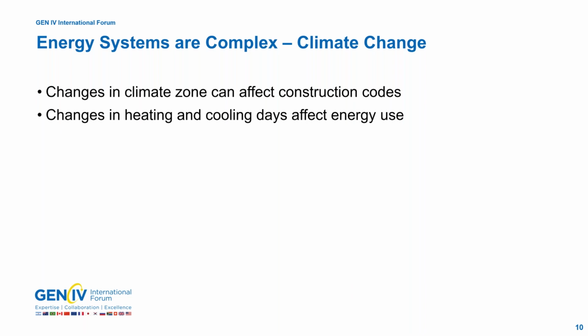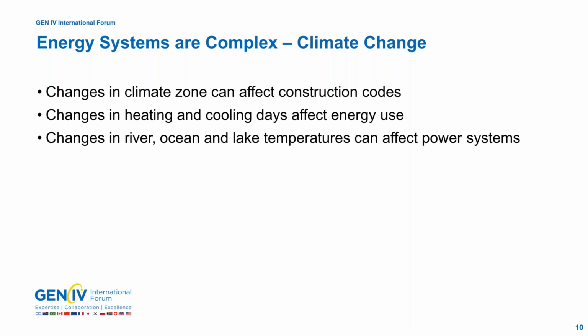But there are other effects that you have to worry about. In particular, the temperatures of rivers, oceans, and lakes. These can affect power systems if you use these as cooling sources for a power plant. In particular, with nuclear power plants, they're very often licensed only to operate within certain ranges for the temperature of their cooling bodies. So it can't go above certain thresholds. And if it does, you have to power down, or in some cases, even turn the reactor off.